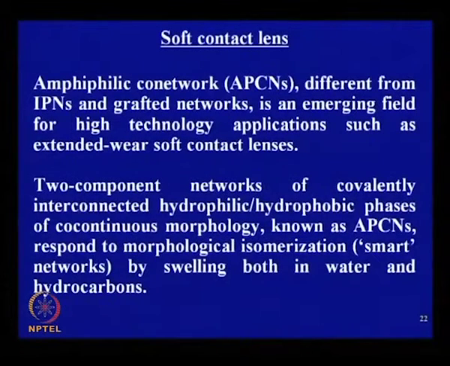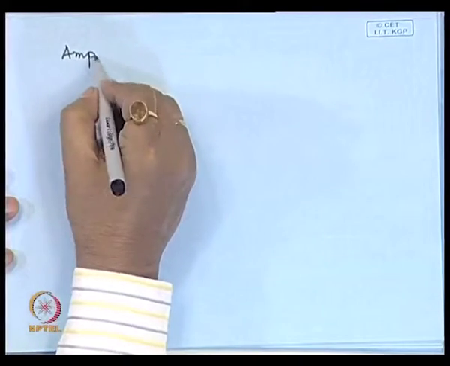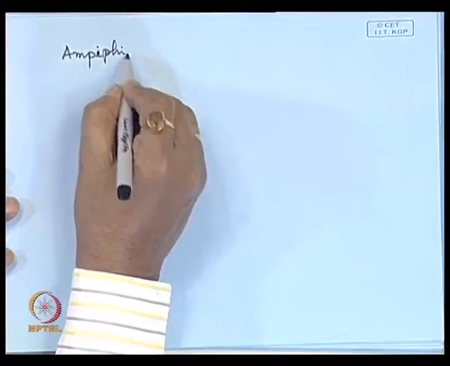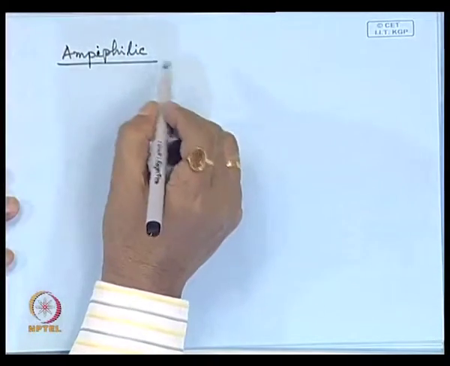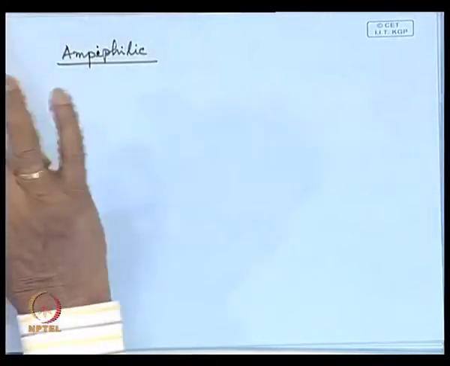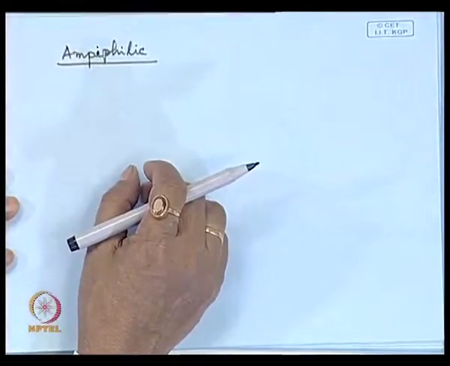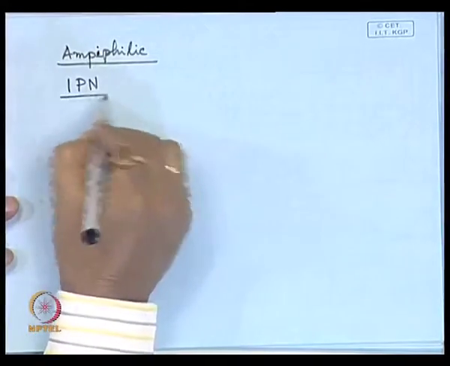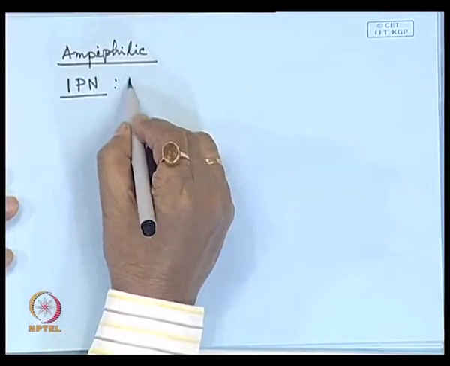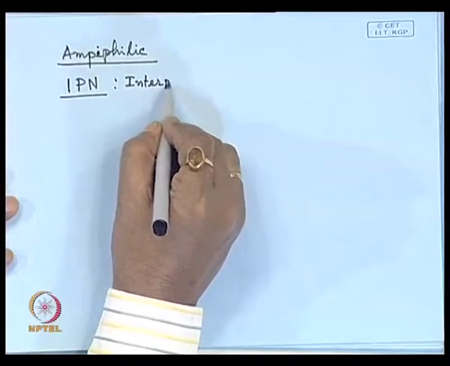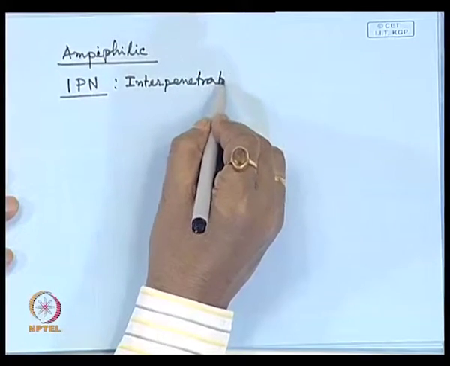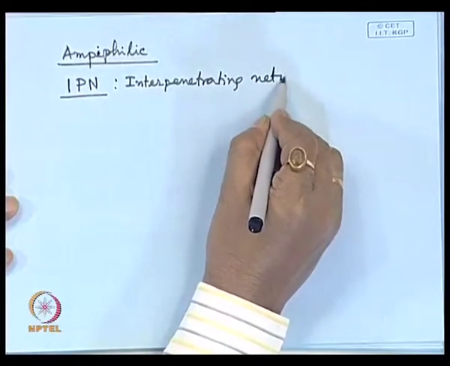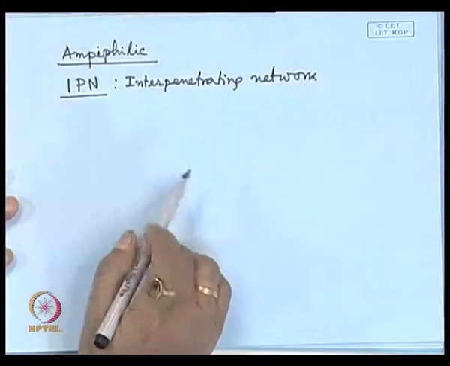Okay. Now, here is a term, amphiphilic co-network. First of all, you know the meaning of this amphiphilic. Amphiphilic means it has both hydrophilic and hydrophobic characteristics. And there is one more terminology, IPN. This is interpenetrating network. Interpenetrating network.